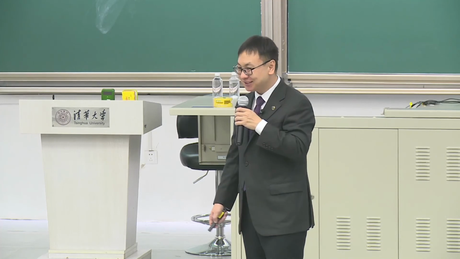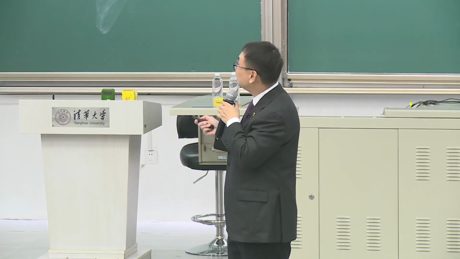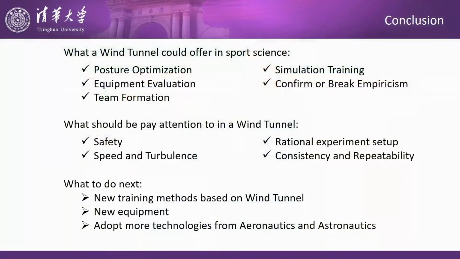Let's go to the conclusion. What could a wind tunnel offer in sport? We just mentioned posture optimization, equipment evaluation, and team formation. For equipment evaluation, actually, all the equipment of the track cycling team is checked in the wind tunnel. Simulation training, like ski jumping. We confirm we break empiricism.